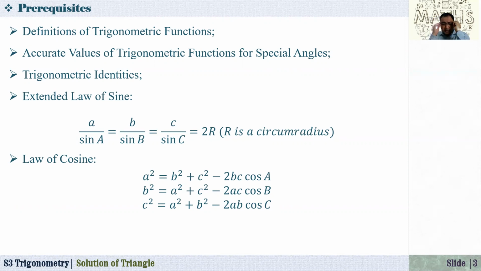And accurate values of trigonometric functions for special angles. What we mean by special angles is 0 degrees or 15 degrees or 30 or 45 or 60 or 75 and 90. And by using the identities in a similar way, we can obtain the exact values of trigonometric functions for the angles 120, 150, and 180 degrees. Anyway, and the trigonometric identities, and the extended law of sine.